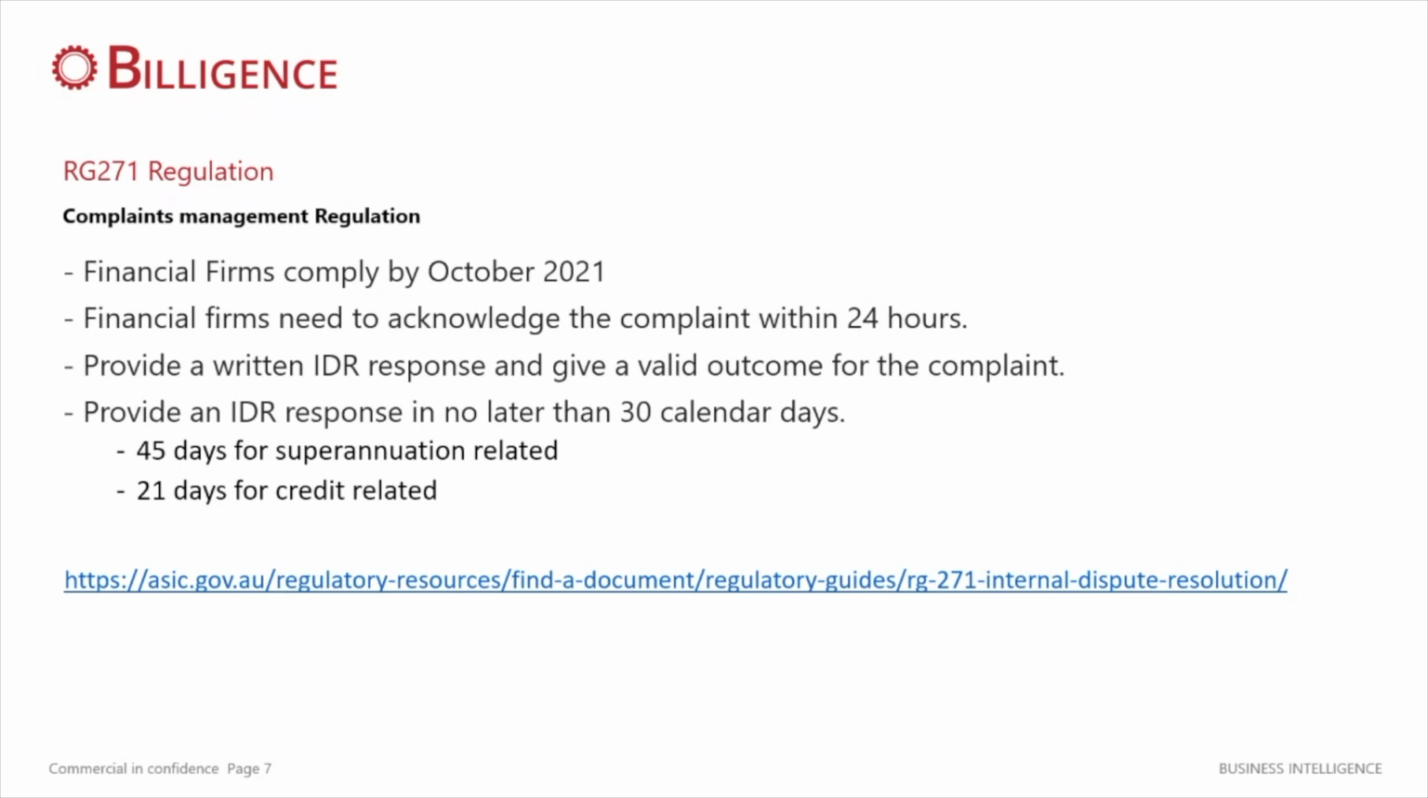Written IDR response, so giving the customer feedback on what the outcome of the complaint is. Provide an IDR response no later than 30 calendar days. That's for normal issues. For superannuation related, it's 45 days, and for credit related, it's 21 days. If you would like to understand more about the regulation, you can download it from this website below.